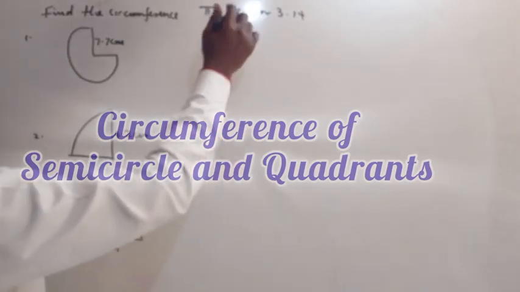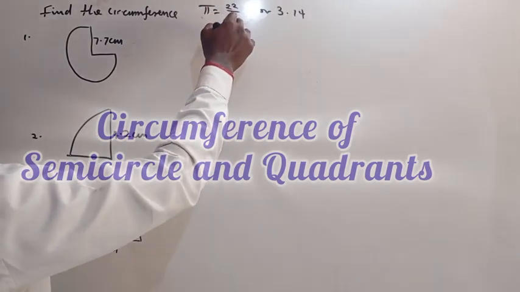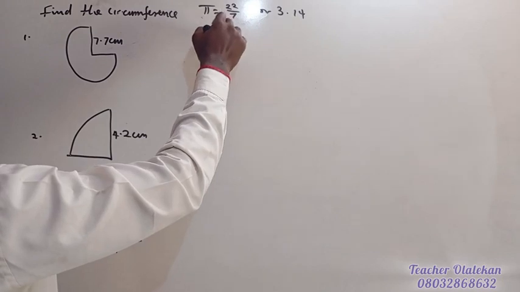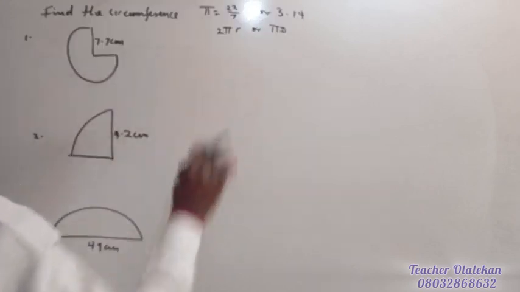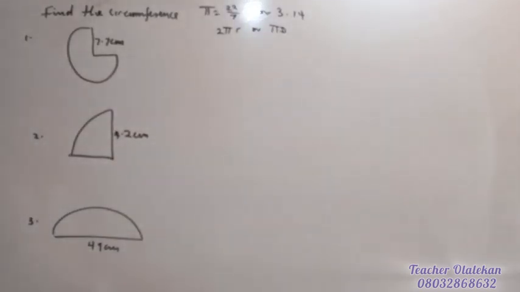The formula for circumference is either 2 pi r or pi d. So those are the formulas, and we're going to use either of them to solve our questions. The first one that we have here is 7.7 centimeters, right?